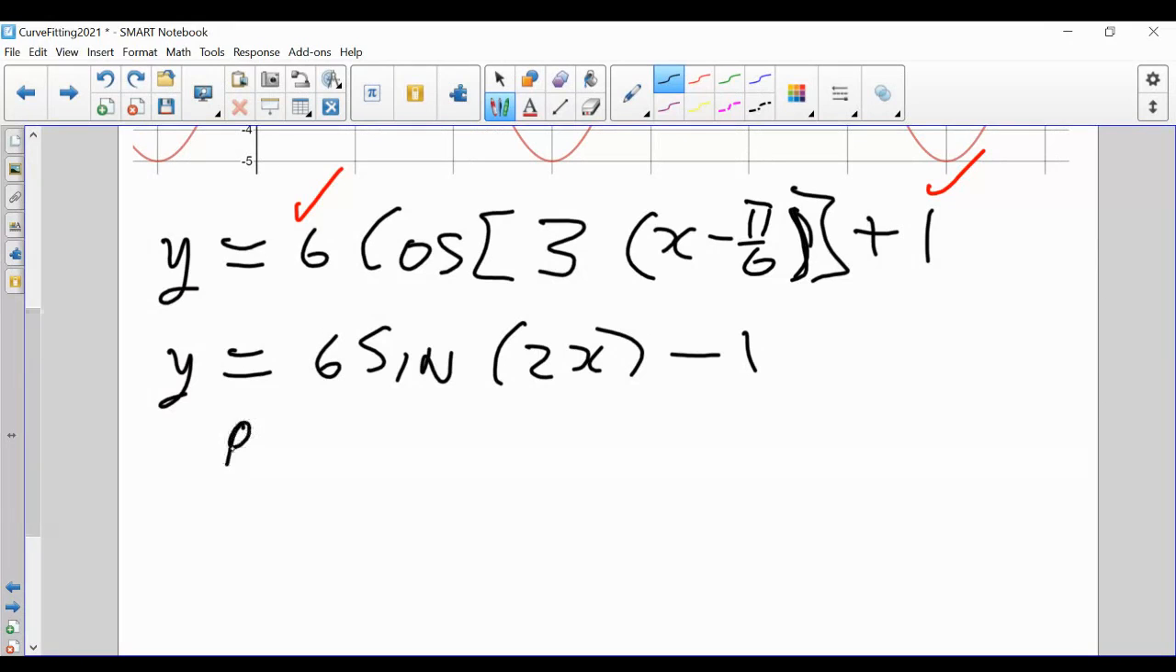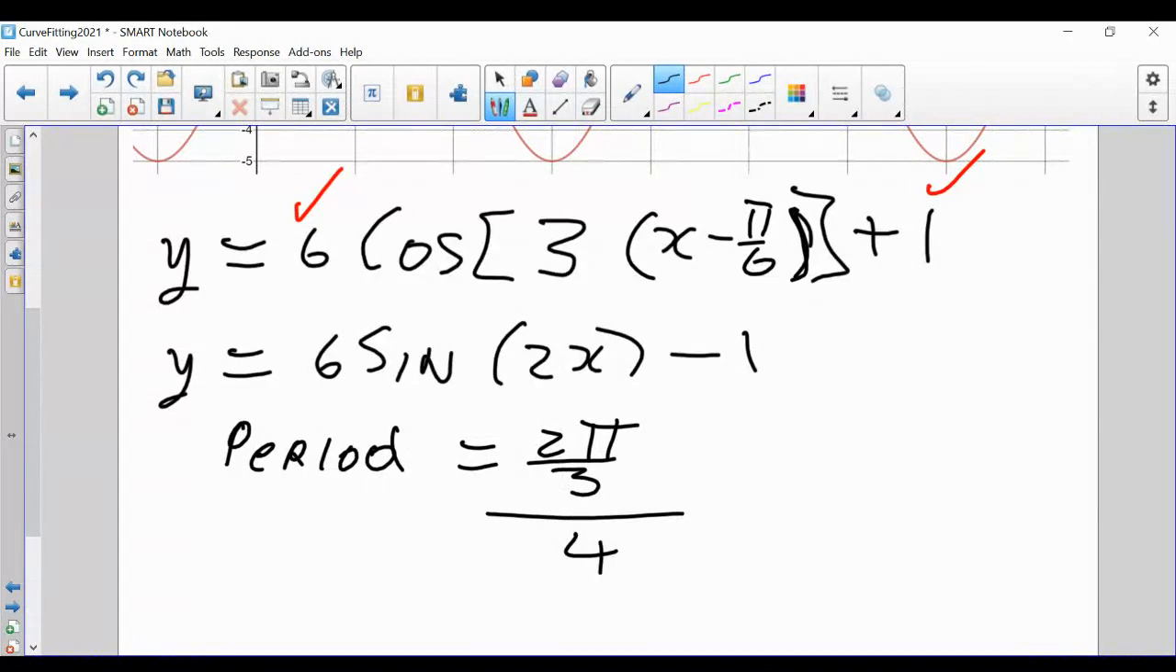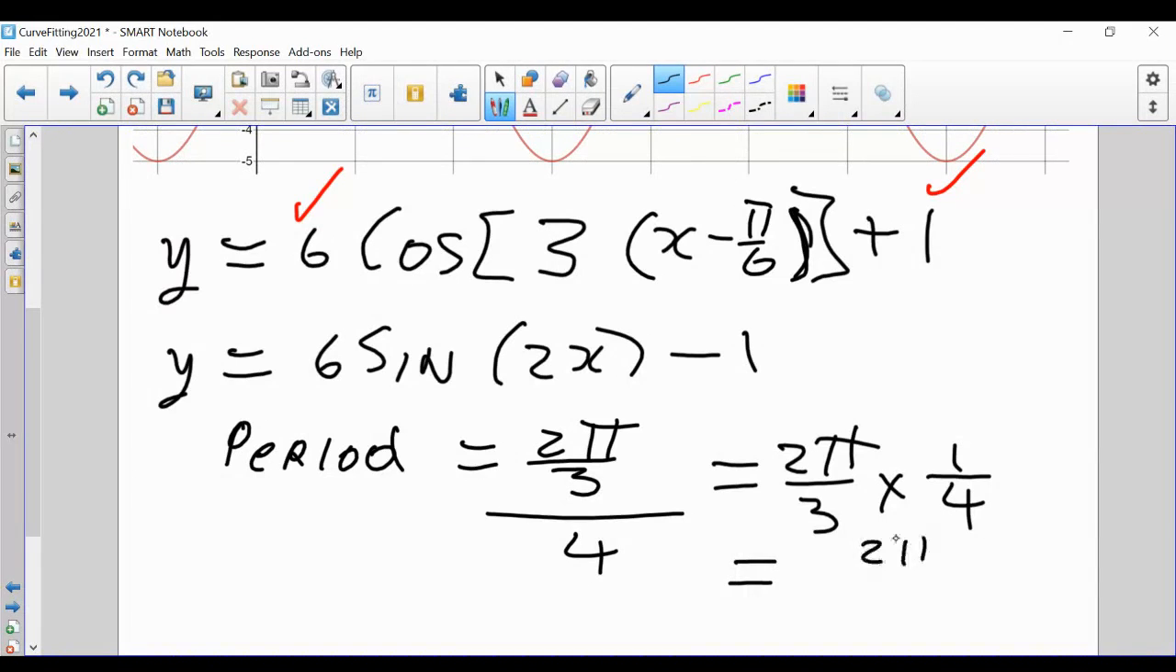So the period was equal to 2 pi over 3. Now this has to be divided by 4. That's a little tricky because we're dealing with fractions here. But we're going to do the same thing we've always done, which is to take the 2 pi over 3 and multiply it by the reciprocal of 4, which is 1 over 4. Okay, that's another way to divide by 4. And that would give us 2 pi over 12, or pi over 6.